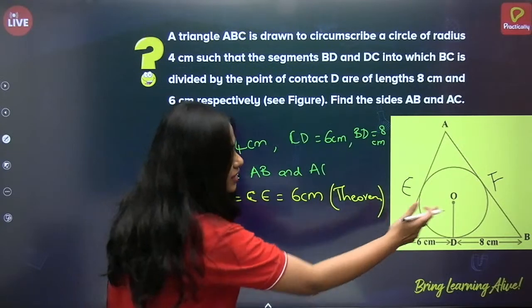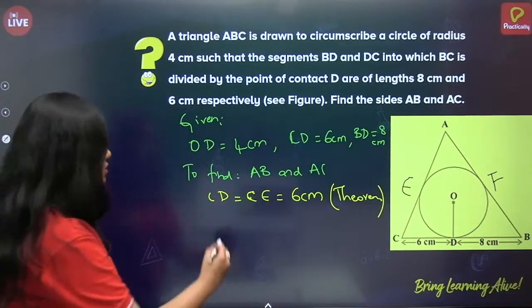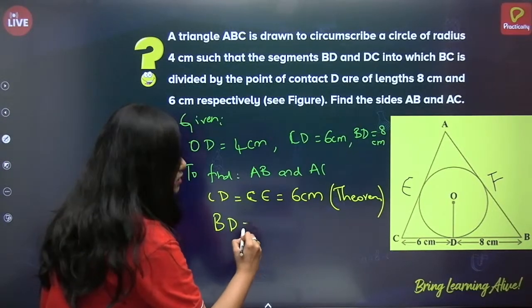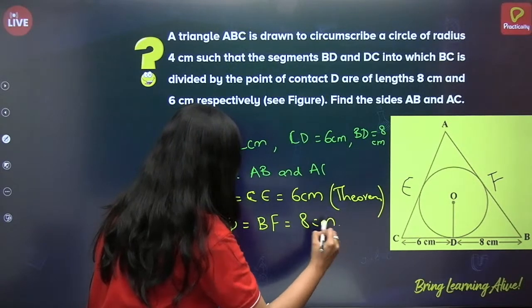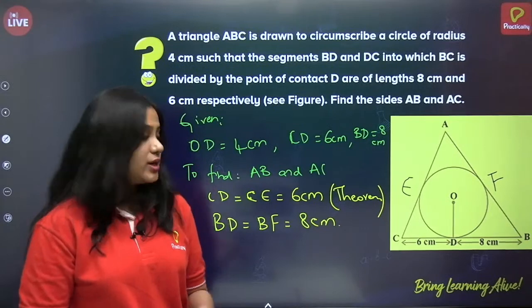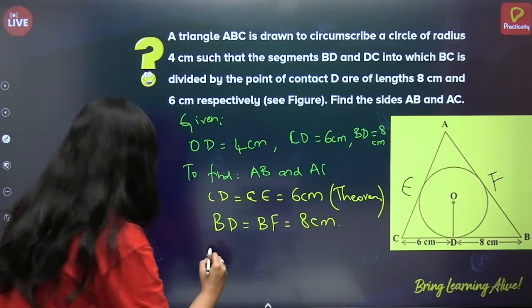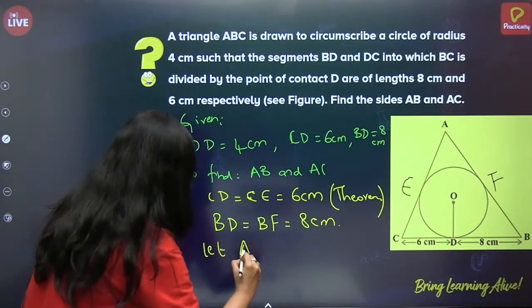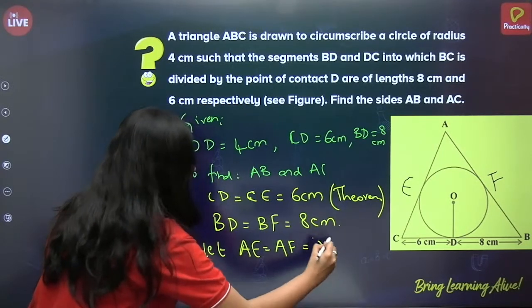Next, if DB is equal to 8 centimeters, BF is 8 centimeters. So BD is equal to BF is equal to 8 centimeters. Now we do not know any information about AE and AF, but we know that they are equal, correct? So let AE is equal to AF is equal to x. Alright.